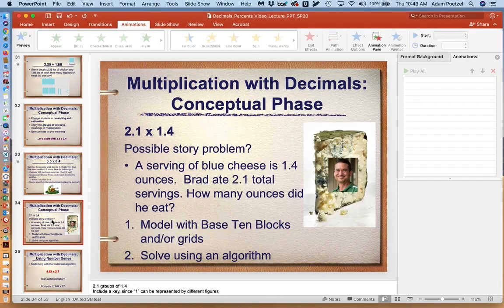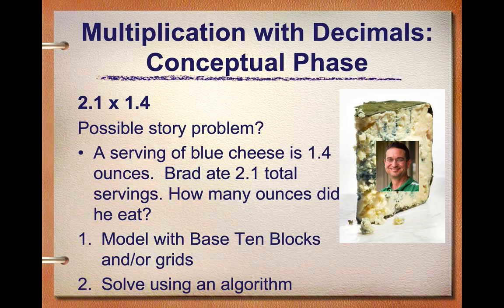Let's take a look at one more, though. I mean, some of these can be a little bit tricky, so let's take a look at one more. I'm going to make fun of my friend Brad here. And suppose that Brad was serving blue cheese, and 1 serving of blue cheese was 1 4/10 ounces. All right, so that's our approved serving of blue cheese. And Brad ate 2 1/10 total servings.